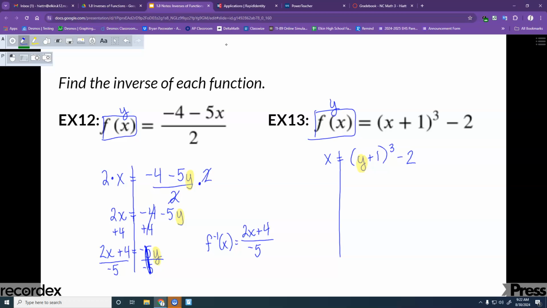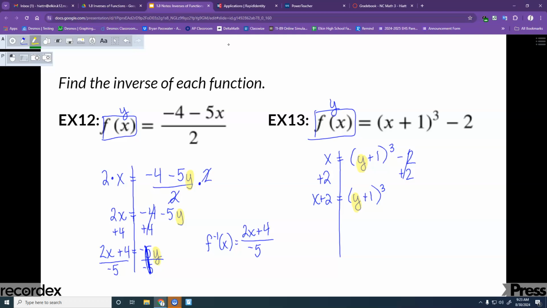Good. And how are we going to do that? Add that 2. That'll go away here. We'll add the 2 on the other side. We just have to write x plus 2. We can't put those together. And we got y plus 1 cubed. So we're trying to get that y by itself still.